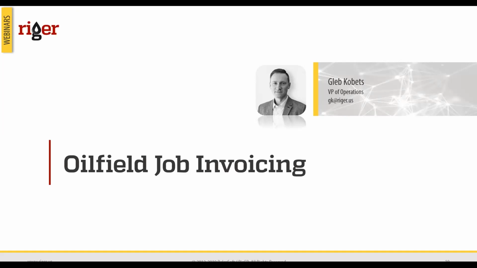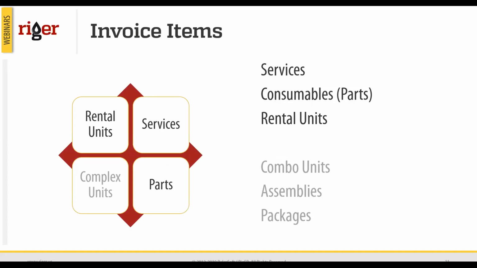And as Dasha said, I'll be talking about the oilfield job invoicing that you can perform in RigER software. So basically, what RigER software allows you to do is to accommodate different types of items that can be billable for your clients. We will cover services, consumables, and parts and rental units today as the items that you can bill to your customers. But also RigER is able to accommodate the combo units and more complex rental units to be billable to the customers and to the oil companies.